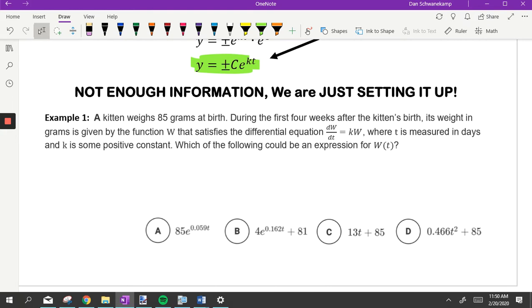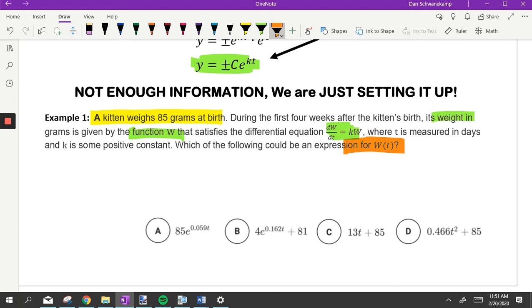So for example 1, a kitten weighs 85 grams at birth. During the first 4 weeks, its weight is given by the function w, that satisfies the differential equation dw/dt is equal to kw, where t is measured in days and k is some positive constant. Which of the following could be an expression of w(t)? They did not give you enough information here to solve it. Okay, we don't know what the real equation is. All we are doing is asking what it could be.